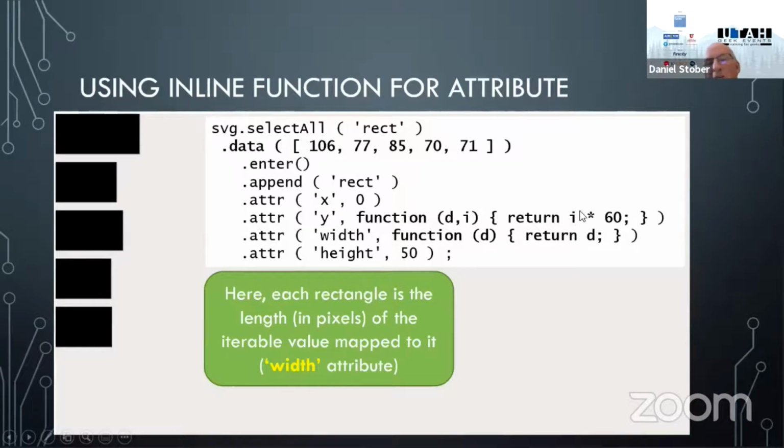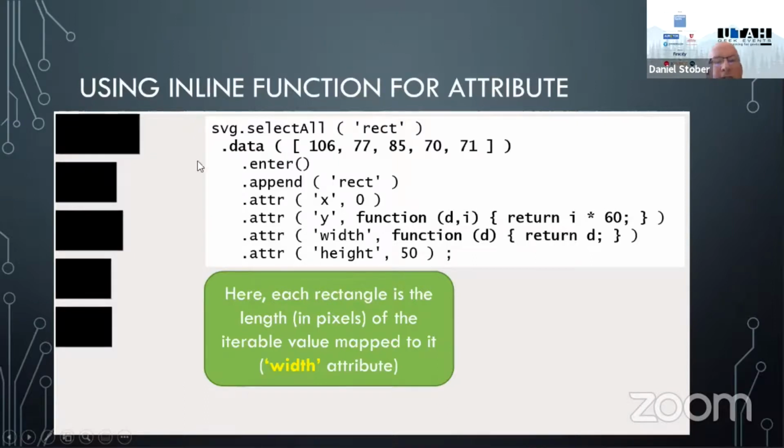So it will return 0 times 60. So the first one, the Y position is 0. The second one, on the second iteration, the value of I is 1. So that's 1 times 60. And this one has a Y positioned at 60. And then on down the line, 120, 180, and 240.